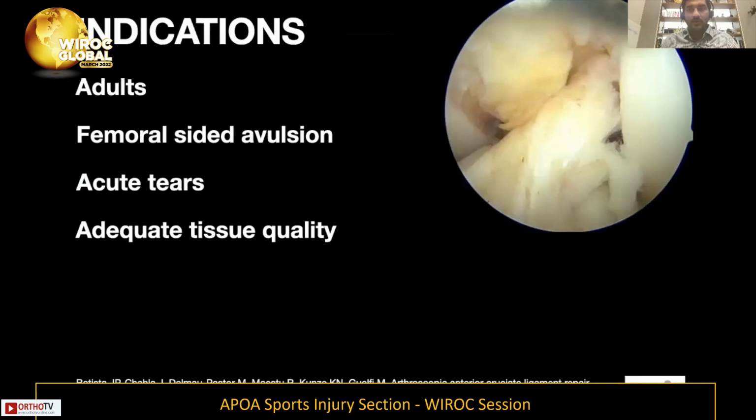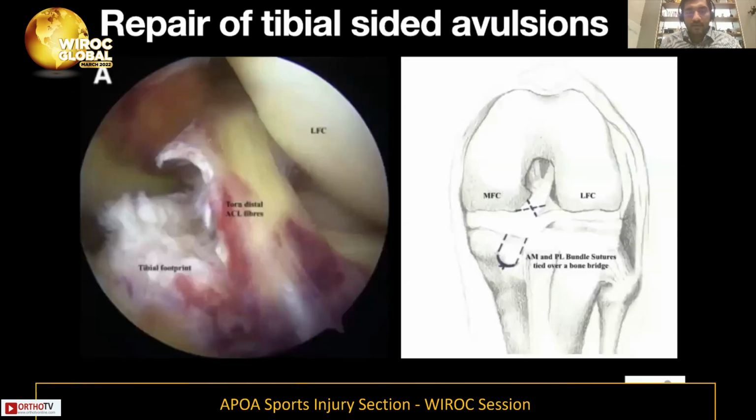So the indications for a primary repair are adults, because adolescents have higher failure rates as far as established evidence is concerned, femoral sided avulsions, acute tears, maybe less than 6 weeks, where the tissue quality seems to be appropriate and adequate. We haven't discussed another indication where, in case you have a rare soft tissue tibial sided avulsion, like you can see in this picture, not a bony avulsion, which of course you can go on to fix, but a soft tissue avulsion that's acute in adults.